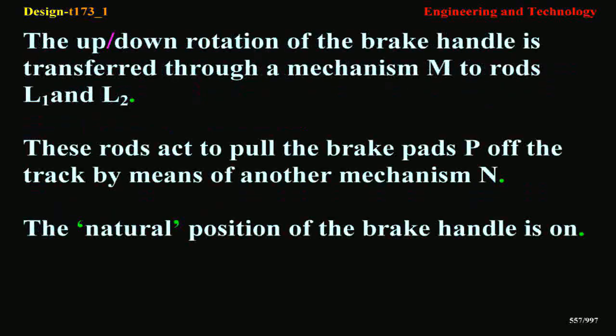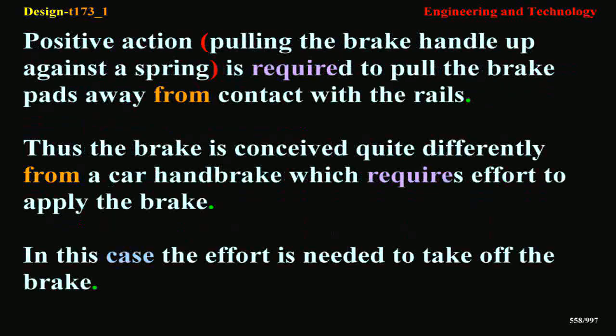The up-down rotation of the brake handle is transferred through a mechanism M to rods L1 and L2. These rods act to pull the brake pads P off the track by means of another mechanism N. The natural position of the brake handle is on. Positive action pulling the brake handle up against a spring is required to pull the brake pads away from contact with the rails. Thus the brake is conceived quite differently from a car handbrake, which requires effort to apply the brake. In this case, the effort is needed to take off the brake.